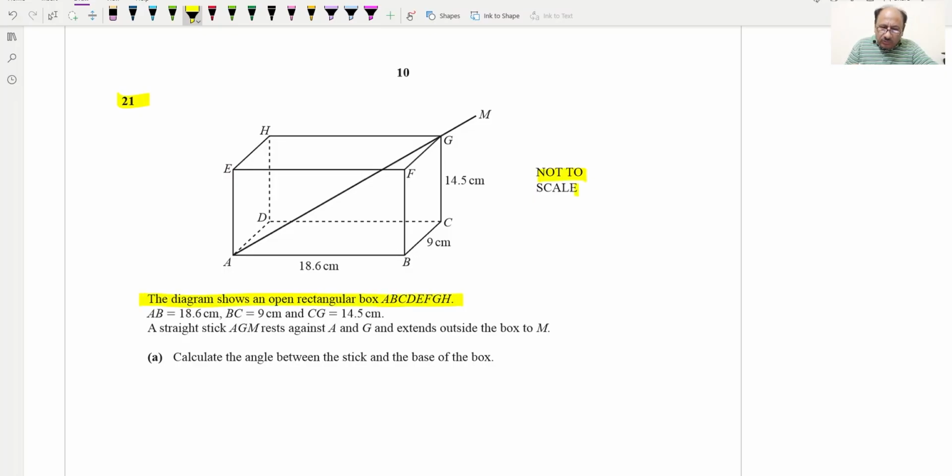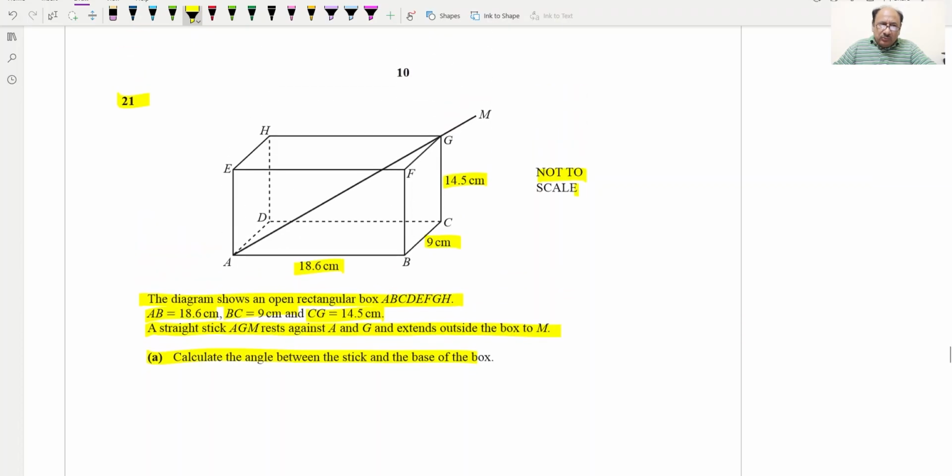The diagram shows an open rectangle box, which means it has no top. AB is this one, BC is 9, CG is 14.5 centimeters. A straight stick AGM rests against A and G and extends outside the box to M. Calculate the angle between the stick and the base of the box.